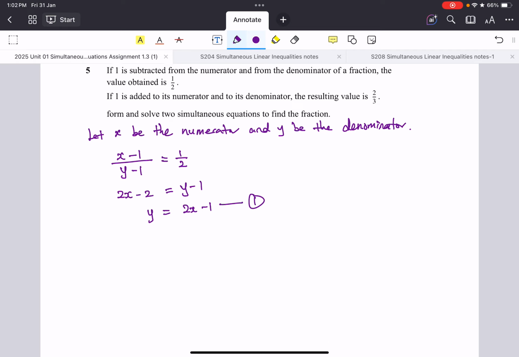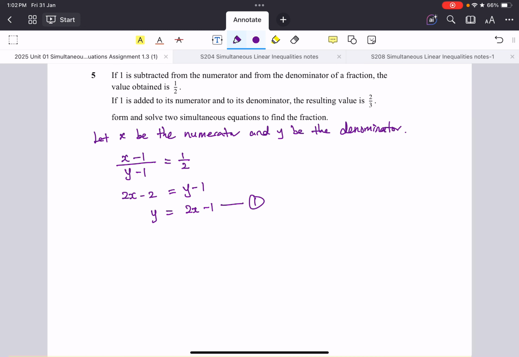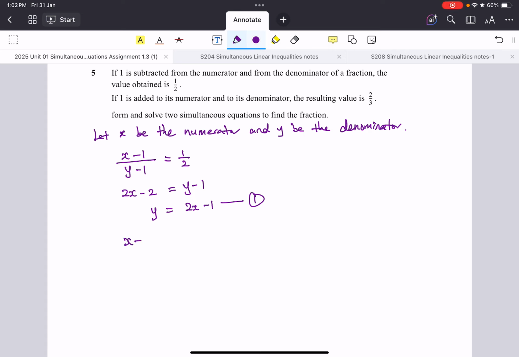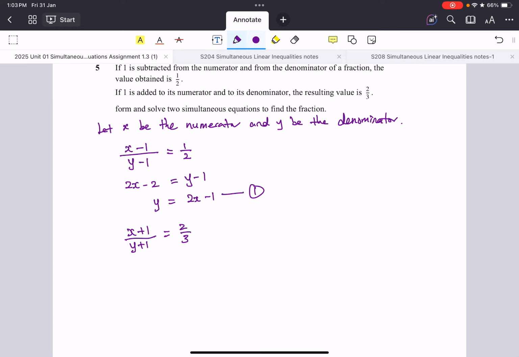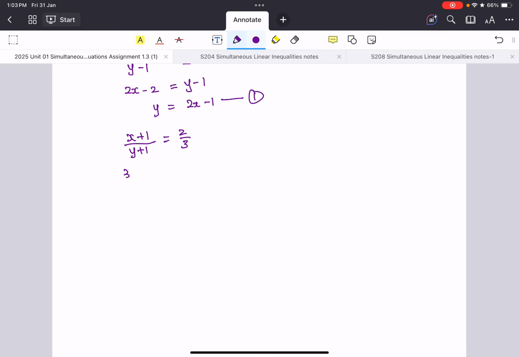The next piece of information is that we add 1 to the numerator and denominator. So x plus 1 and the denominator y plus 1. This will give us 2/3. So similarly, if I do my cross multiplication, 3x plus 3 is equals to 2y plus 2. So we have 3x is equals to 2y minus 1. Let's call this equation 2.